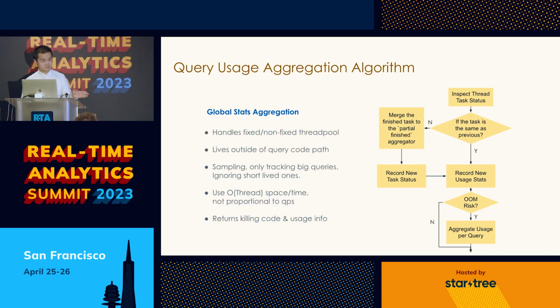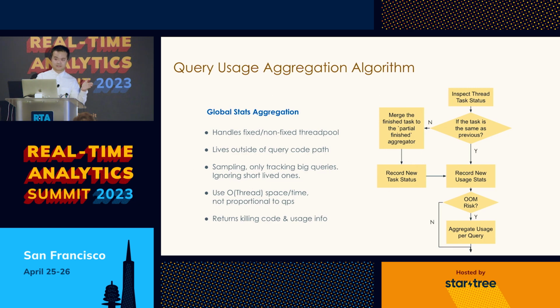There are a few advantages of using this algorithm. First is that it handles both fixed and non-fixed thread pools, which are used on Pinot Server and Pinot Broker respectively, so that we can use one piece of logic to do the query killing on both our servers and brokers. Secondly, this aggregation algorithm lives outside of the query execution path, which incurs minimum overhead to the existing query processing.